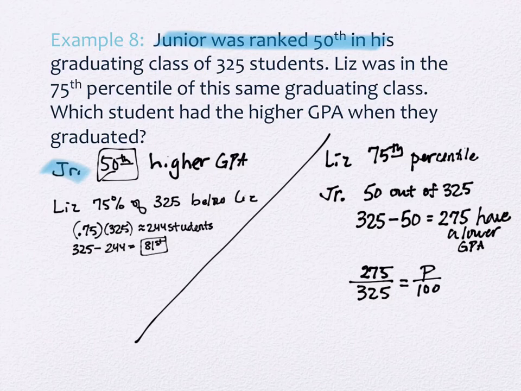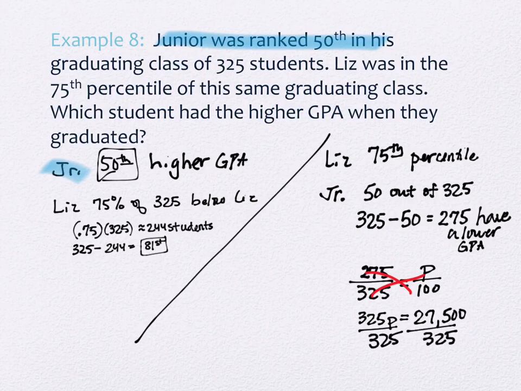Again, not the only way to do the problem, but proportions do work nicely the way that this one is set up. So we can cross and multiply. So I have 325p equals 27,500. I'll divide by my 325. And what did you guys get? Okay, so 84.6 something.